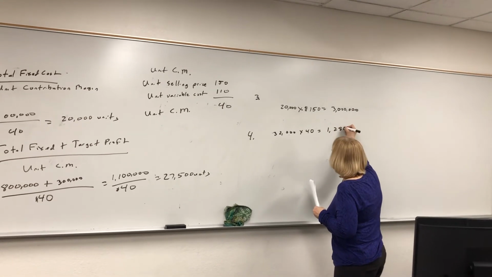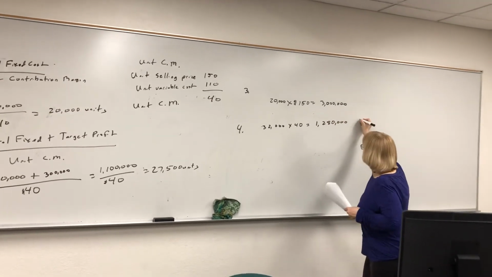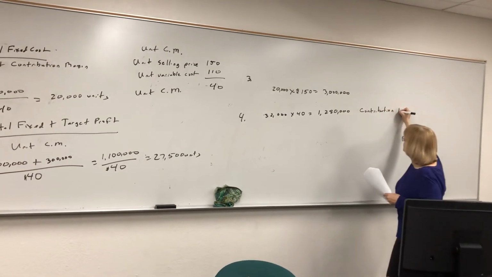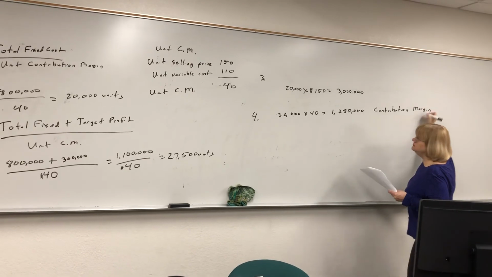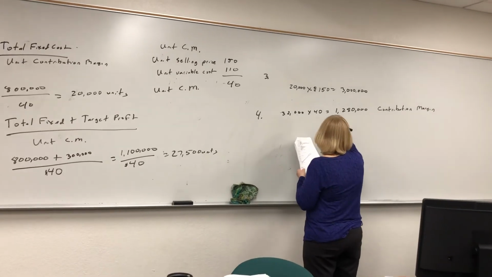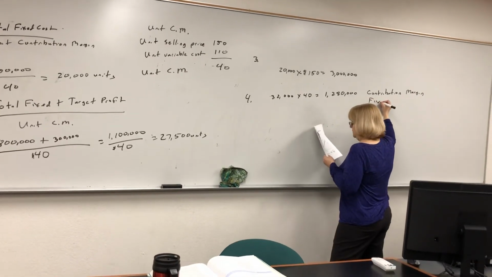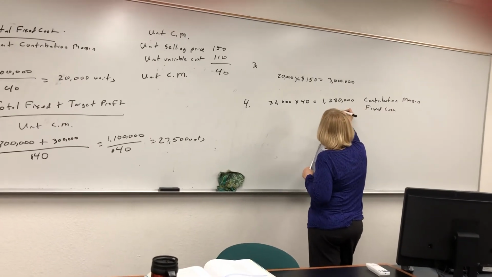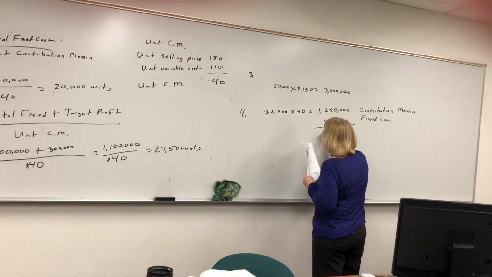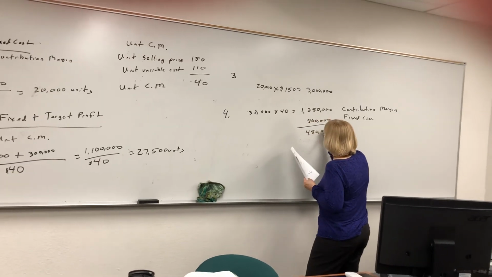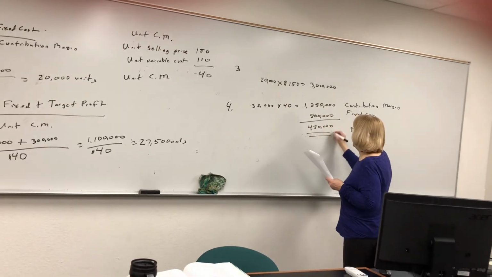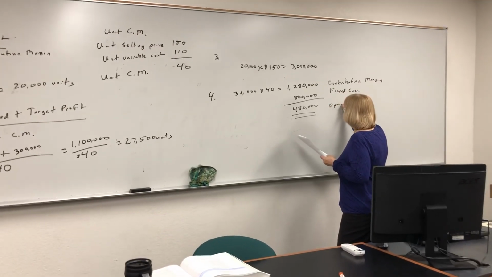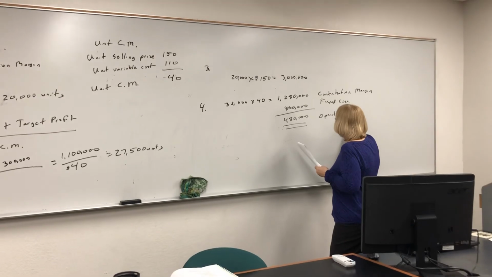1,280,000. So that's our overall contribution margin. And our fixed cost, remember, was 800,000 here. So if you subtract that from your contribution margin, you'll get straight to the 480,000 for your operating income.